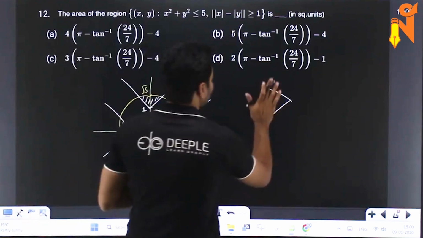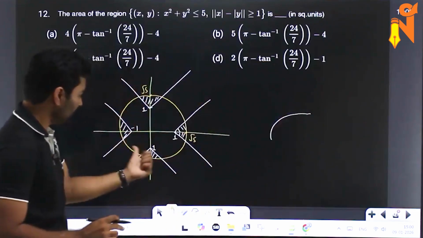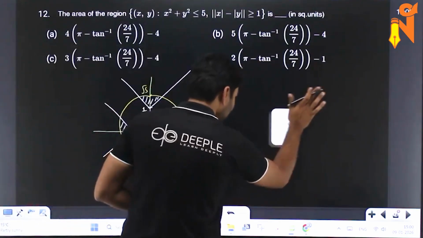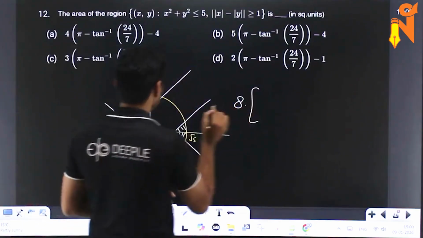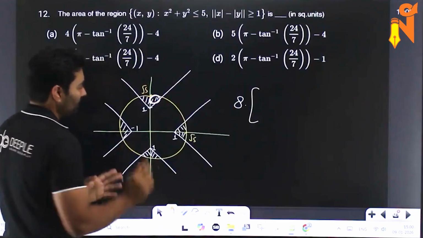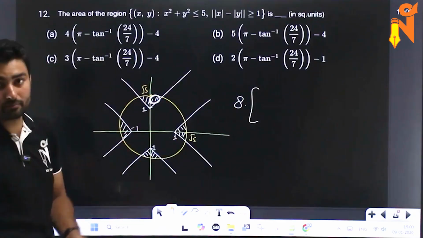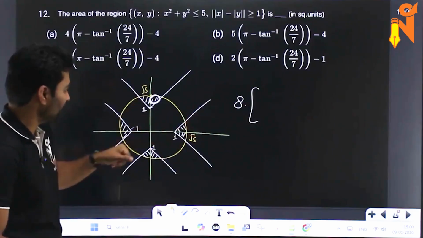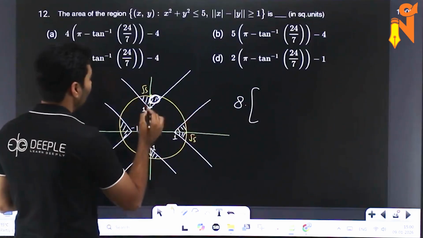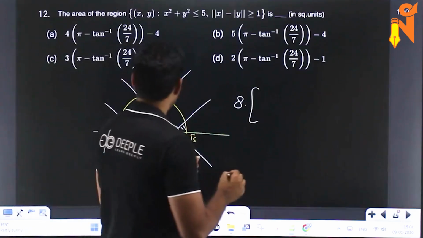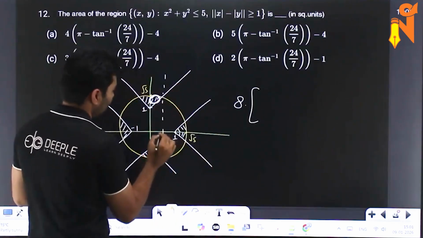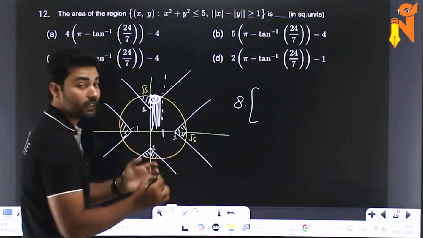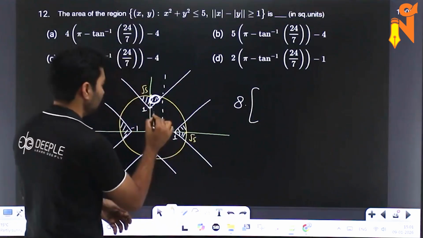Now how to find the area of all these? Because it's a fully symmetric diagram, completely symmetric, can I say 8 times this single part only? 1 2 3 4 5 6 7 8, all are the same. So 8 times this area. How to find this part? I will find this area by completing it using the circle, then I will remove this other area.